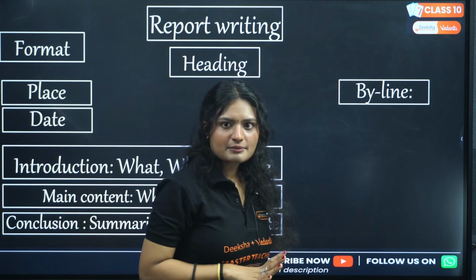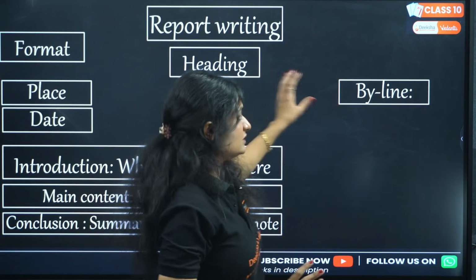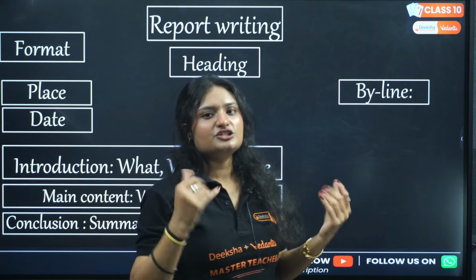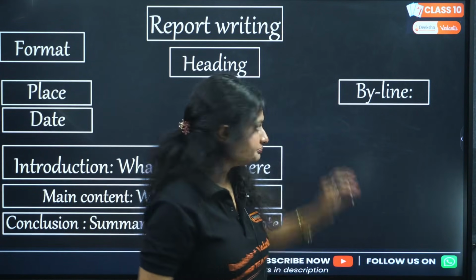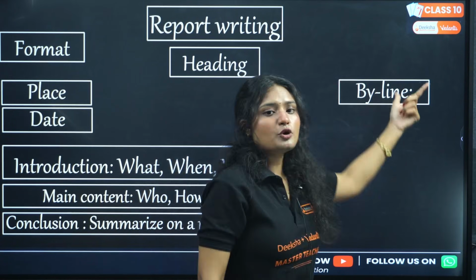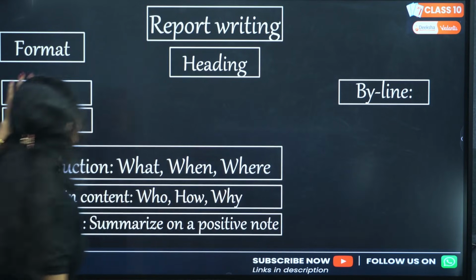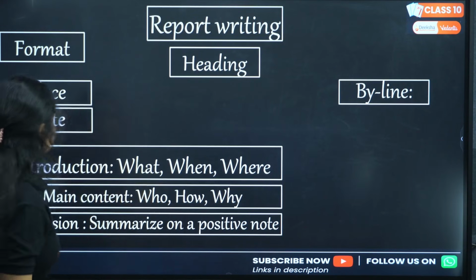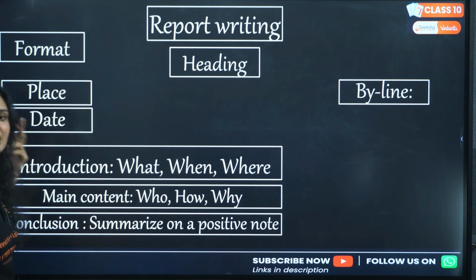What is the by line, ma'am? The by line means the report is submitted by. So either it is given in the question itself, or you can write your name or any other person name. By, report is submitted by. Then on the left hand side, you write the place which will be mentioned in the question paper, and then you write the date. You can write the date of the exam also.